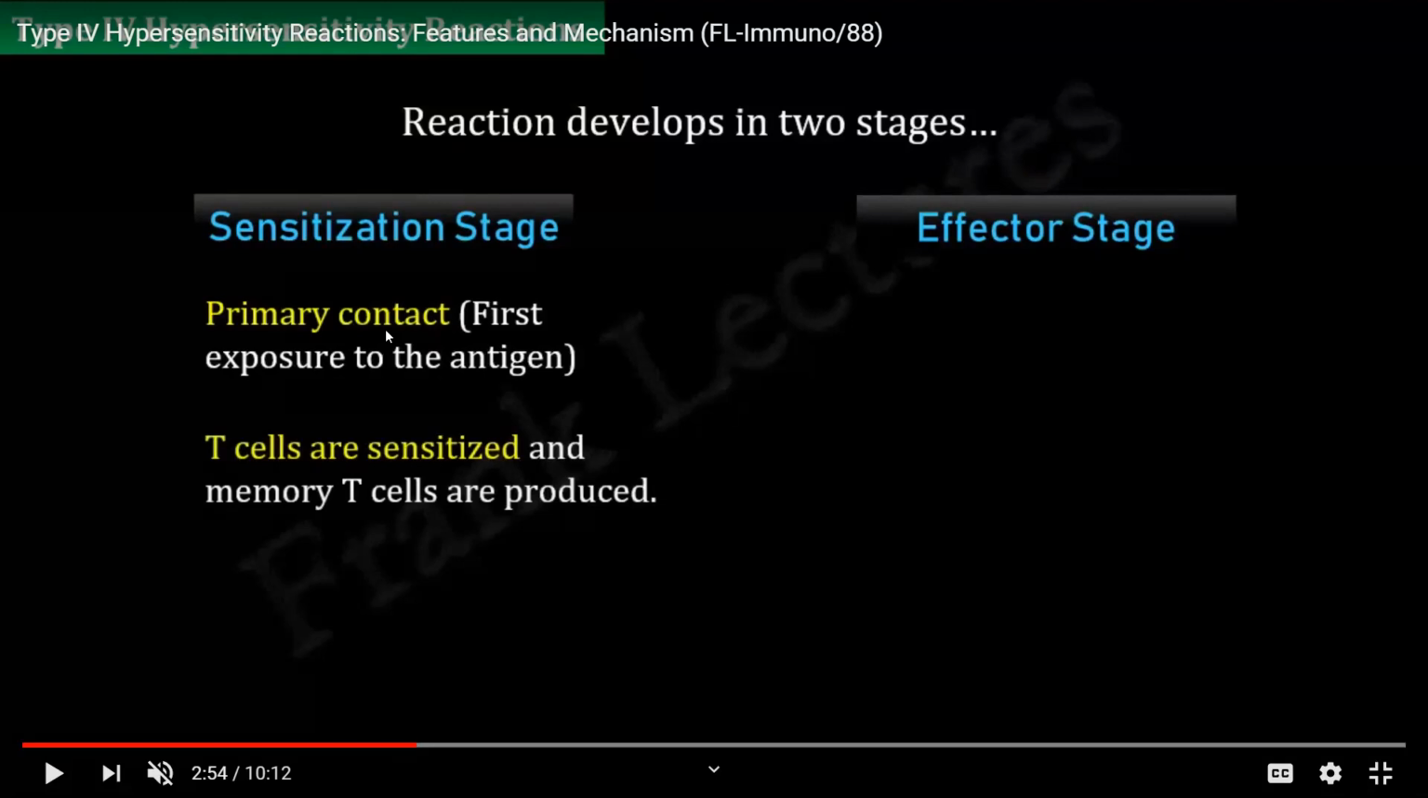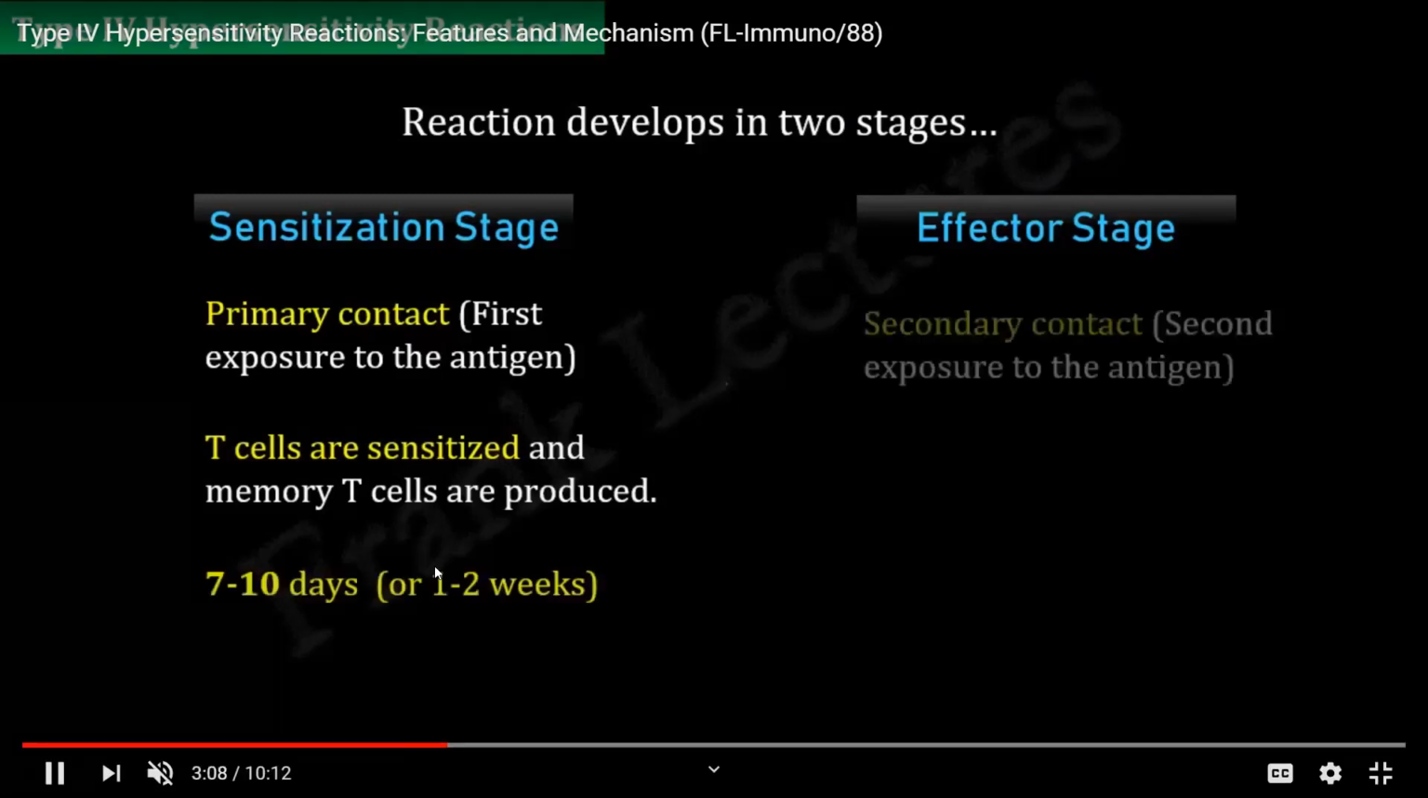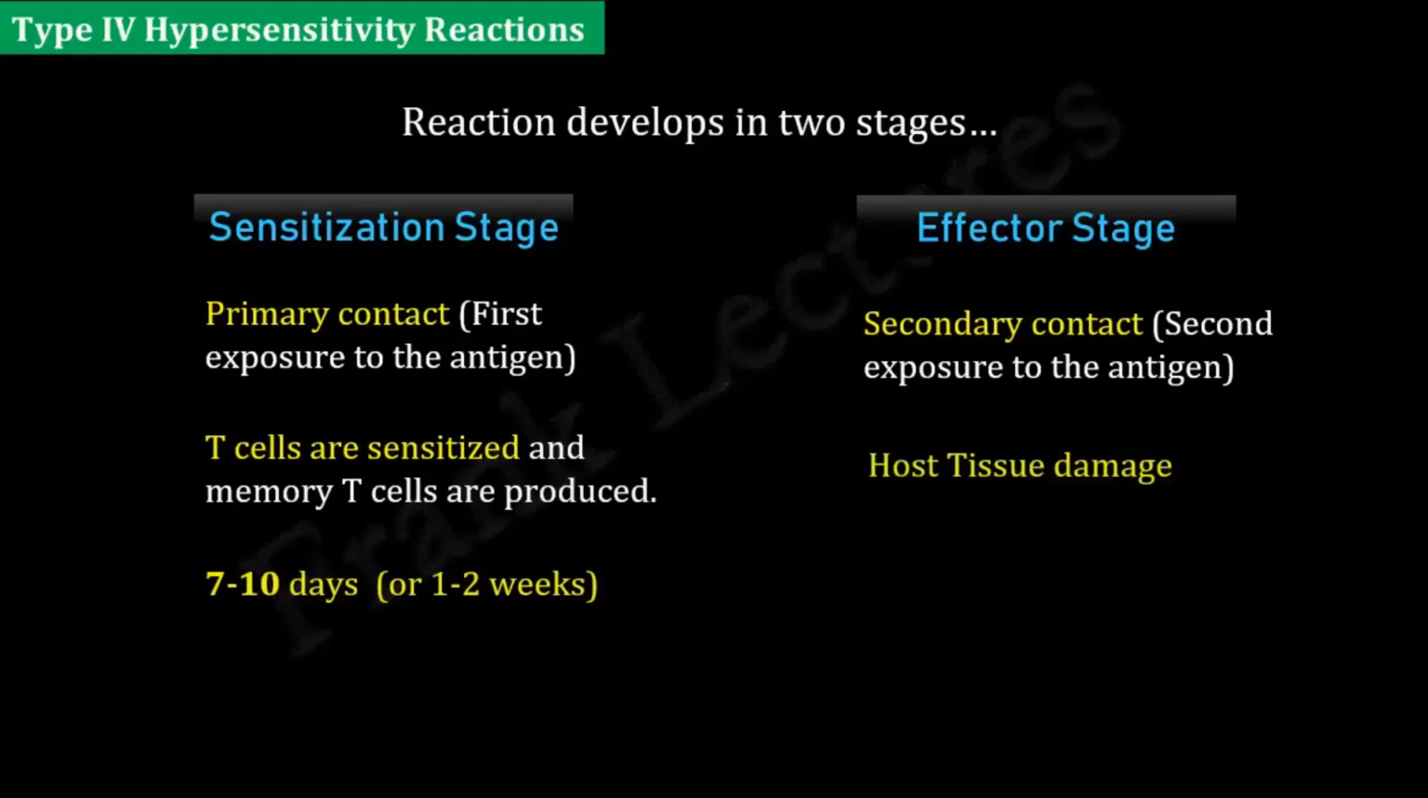Then what happens once the host comes in contact with the antigen? The T cells get sensitized, and after that, memory T cells are produced in the host. This stage takes a little longer period, around 7 to 10 days, or 1 to 2 weeks. That is the sensitization.